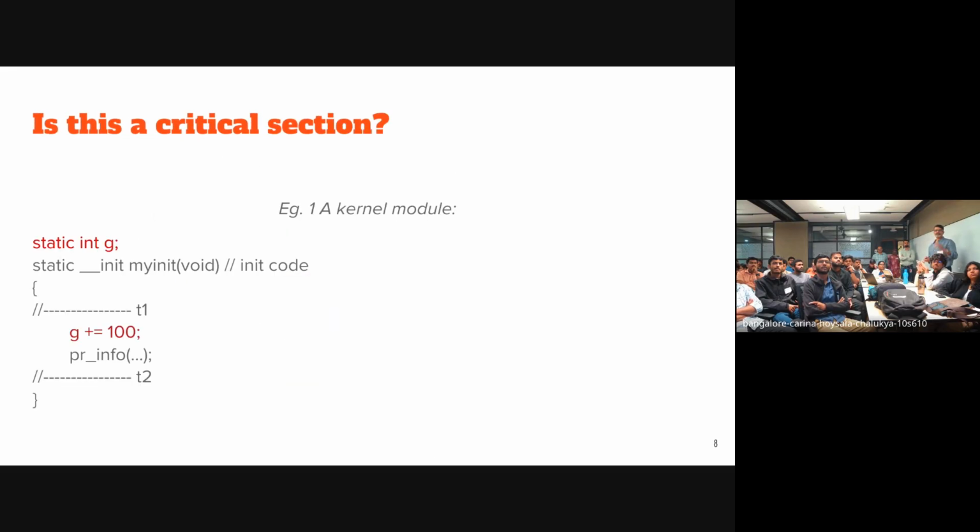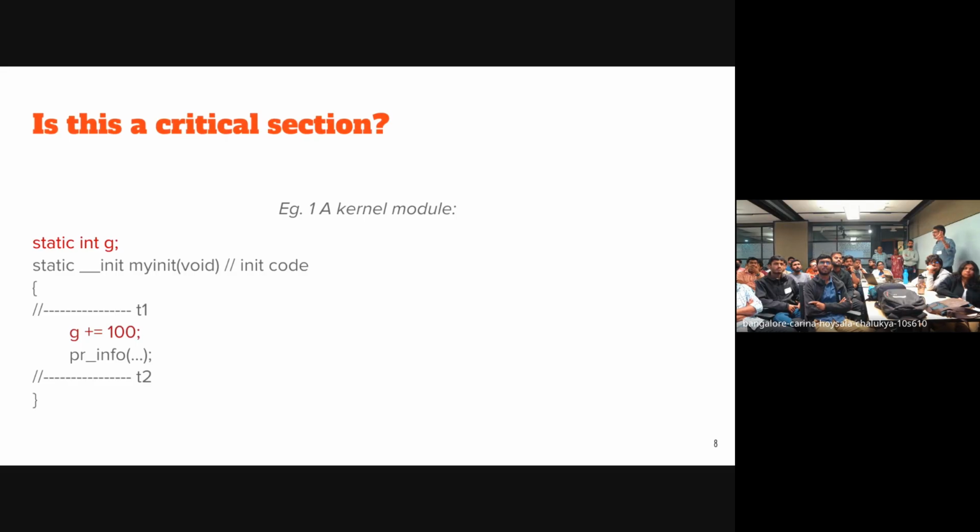That's what we're talking about. Okay, fine. So guys, it's time for a quiz. Is this a critical section? Can anyone answer? We have a global. It's being updated. Just look at the code carefully.